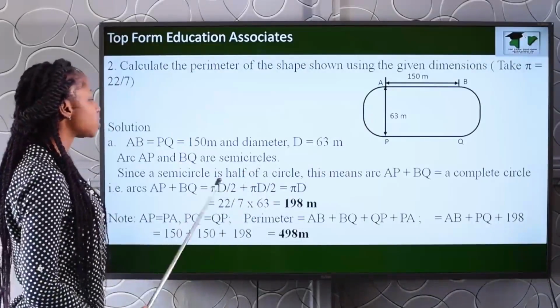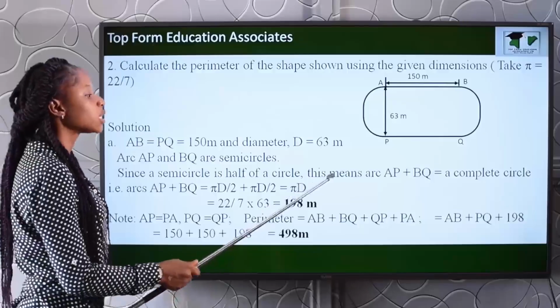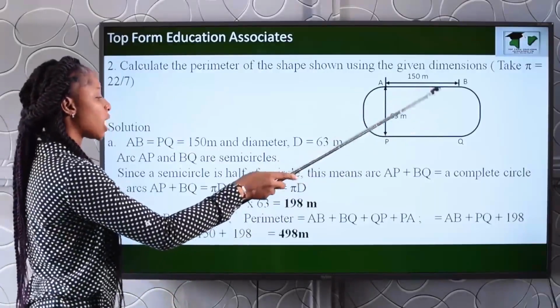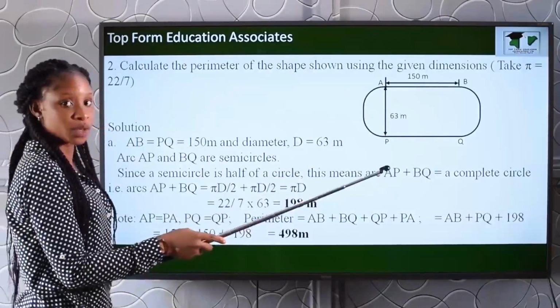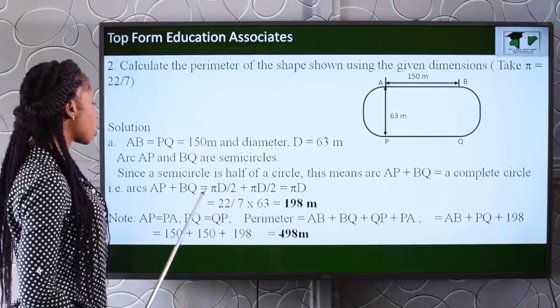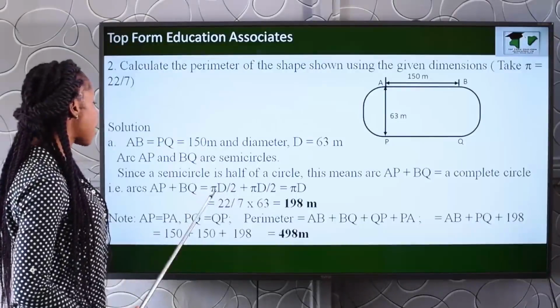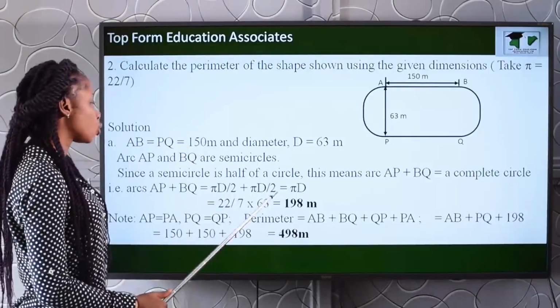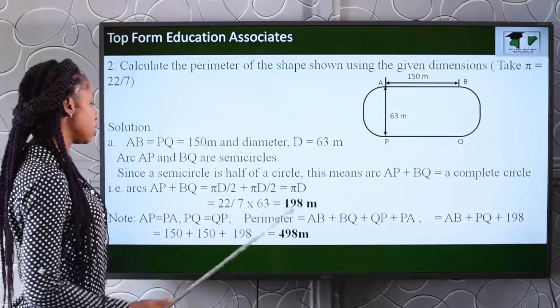Now, since a semicircle is half of a circle, this means that AP plus BQ will make a complete circle. So therefore, we can use the formula pi D over 2 plus pi D over 2 to give us pi D.